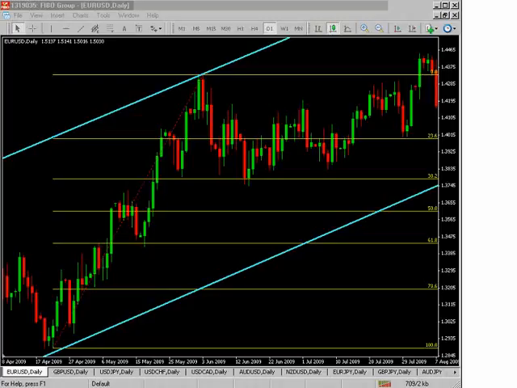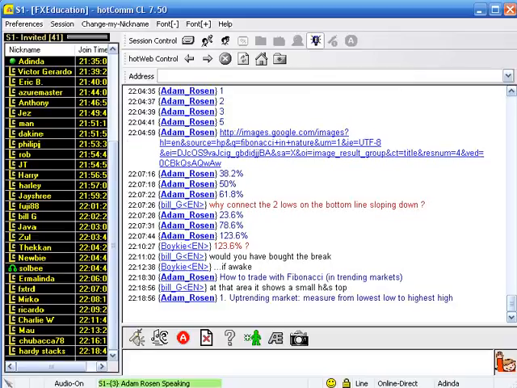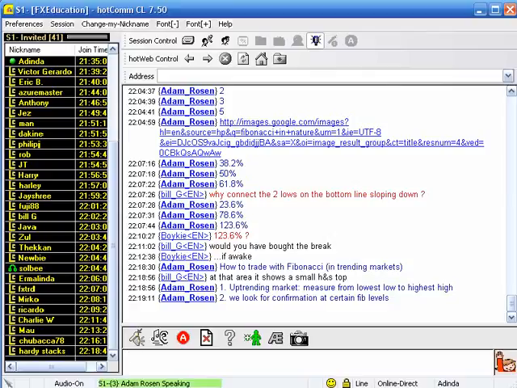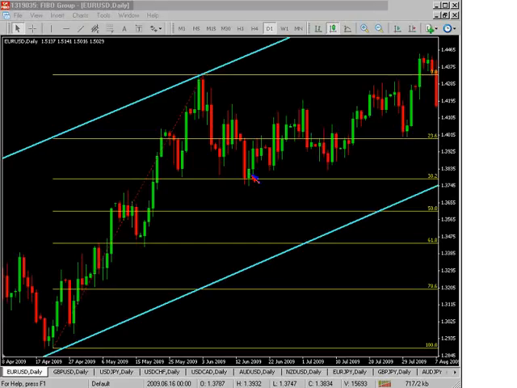In uptrending markets, we measure from the lowest low to the highest high. That's the first thing we did. Now the market pulls back, and number two is we look for confirmation at certain Fibonacci levels. If and when we find a confirmation, we sit on the third bottom, and we say, hey, the lowest low is 137.47, and before that was 137.55. I don't think it's going to go much lower. At that point, we would take a position.